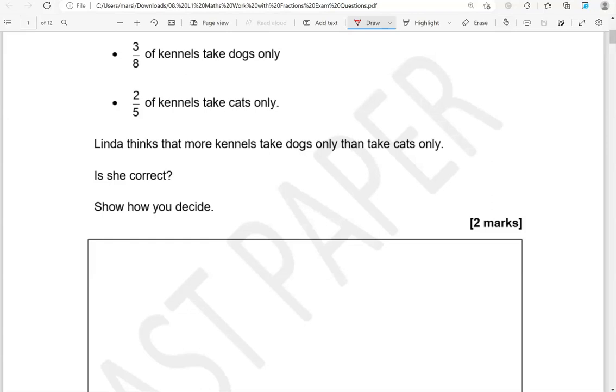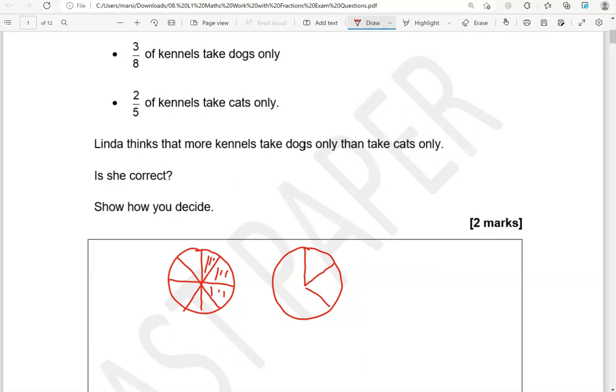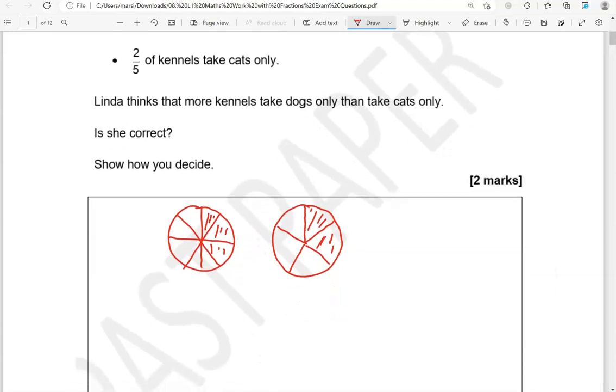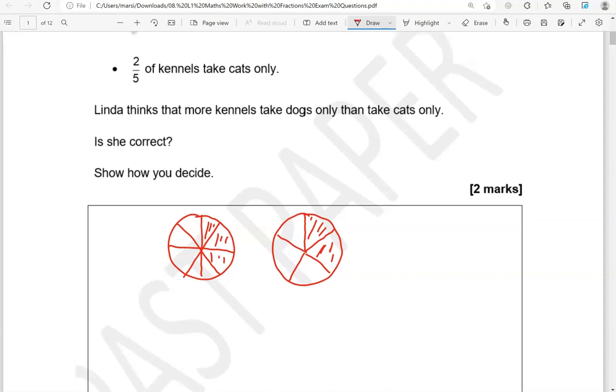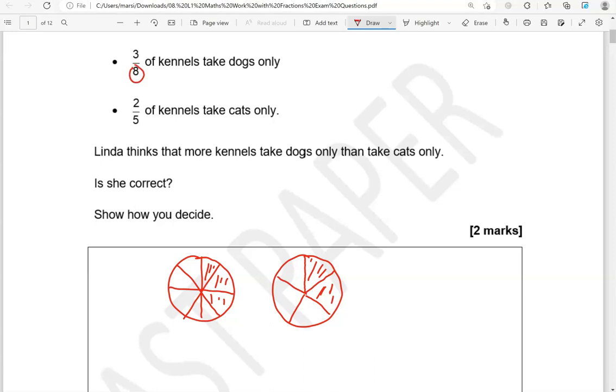So we've got 3/8 and 2/5. Obviously, these are split into different sizes of slices, so we need to cut these two into an equal number of slices. So we've got the first one being cut into 8 and the second one being cut into 5. What could be a number that they have, or a multiple that they have in common? That could be 40, because 8 times 5 is 40.